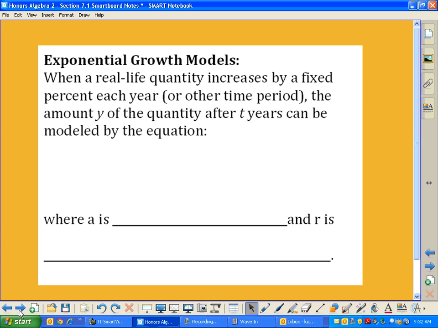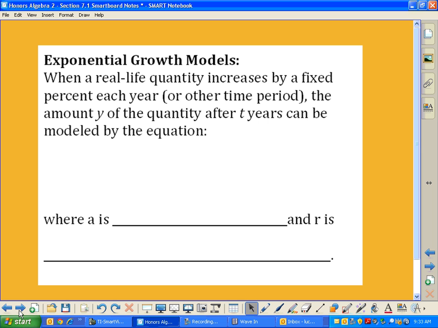So we have a little bit of a description of a formula here. We'll read it together and then I'll tell you what the formula is. It says, when a real life quantity increases by a fixed percent each year or other time period in the problem, the amount y of the quantity after t years can be modeled by a certain equation.